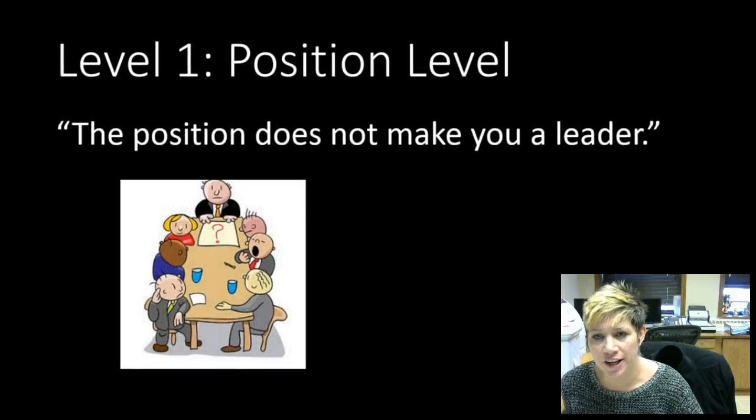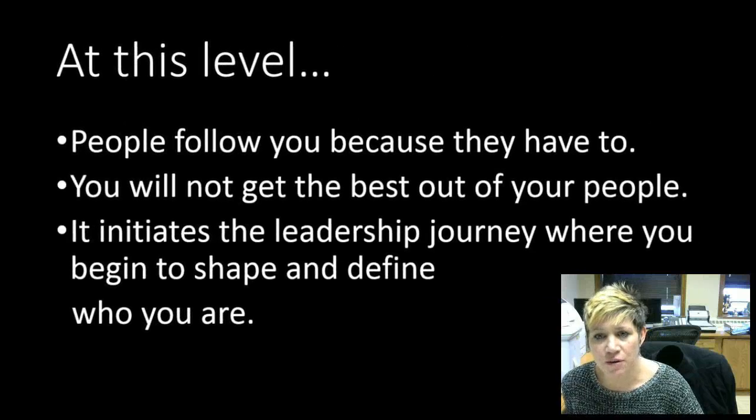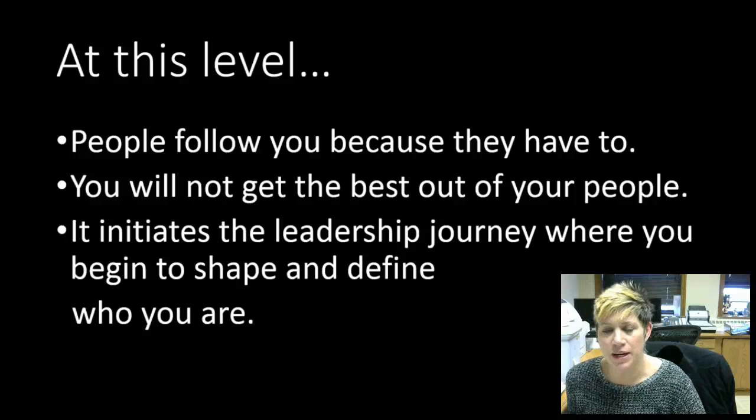Level 1 is the position level, and at the position level, it does not automatically make you a leader. People at this level follow you because they have to, because this is how they get paid. You will not get the best out of your people at this level. They do so just basically to get a paycheck and to do what they have to do. But the good thing about it is that it initiates the leadership journey, where you begin to shape and define who you are and who you want to be as a leader.